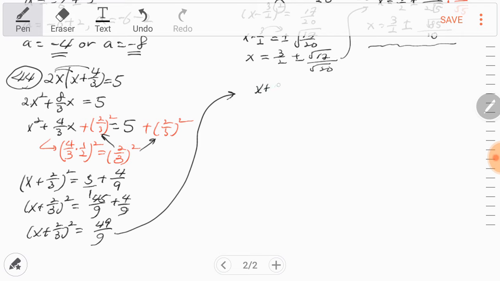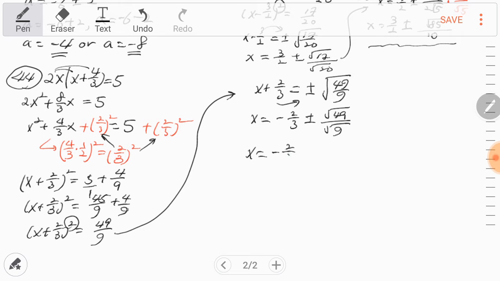Then x plus 2 over 3 is equal to, get rid of this exponent 2, then the right side is plus or minus square root of 49 over 9. Then x is equal to, move 2/3 to the right, negative 2/3 plus or minus, separate the numerator 49 and 9. So x is equal to negative 2/3 plus or minus 7 over 3. Alright, so this means x equals negative 2/3 plus 7/3, or x equals negative 2/3 minus 7 over 3.